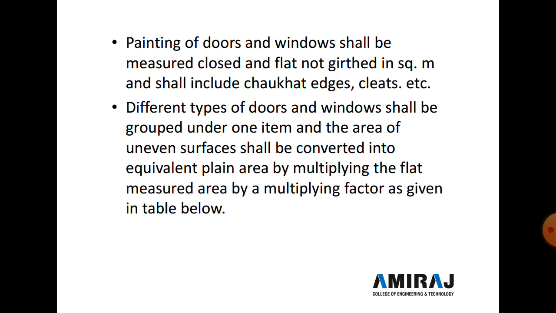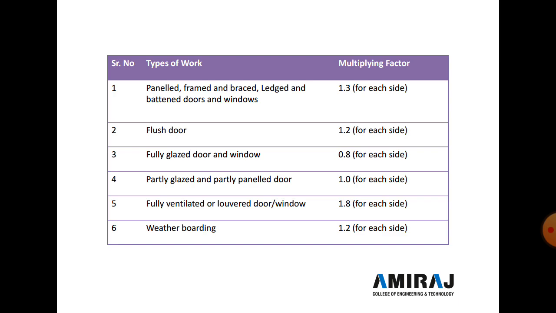Now painting of doors and windows shall be measured closed and flat, not girth, in square meters, and shall include the chocked edges and cleats etc. Different types of doors and windows shall be grouped under one item, and the area of uneven surface shall be converted into equivalent plane area by multiplying the flat measured area by the multiplying factor given in the table below. So here another table is given, with types of work and multiplying factors.